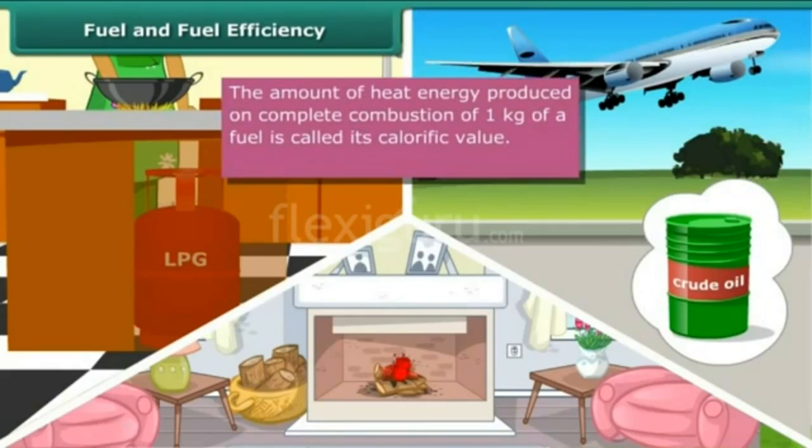The amount of heat energy produced on complete combustion of 1 kg of a fuel is called its calorific value, and it is expressed in a unit called kilojoule per kg. Calorific value of LPG is more than wood or coal. That is why LPG is more efficient fuel than wood or coal.